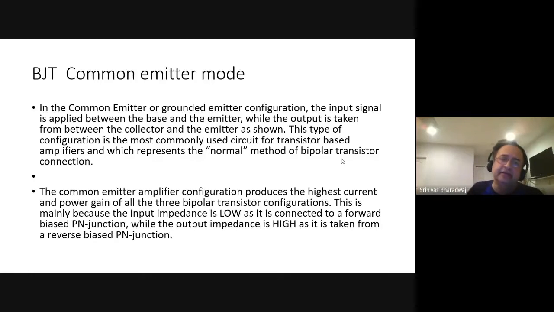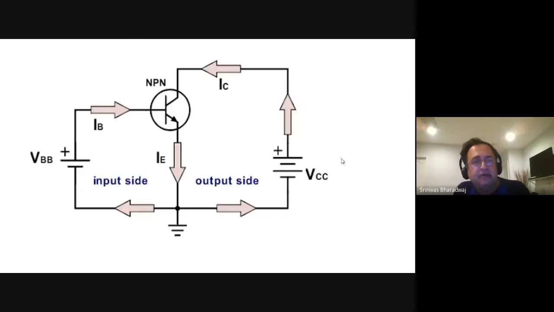The collector is reverse biased, and therefore it has a high impedance. So the output impedance is high because it's taken from a reverse bias. You have a VBE, which is a small voltage, and you add a very small increment to that small voltage. On the IC side, you expend a lot more power, because you have to drive a load. The current there is much more, and you're using this VCC to drive the whole power.